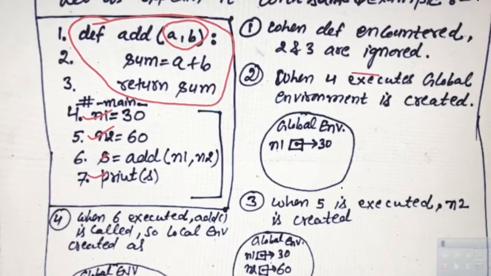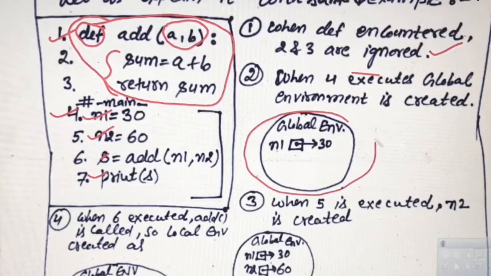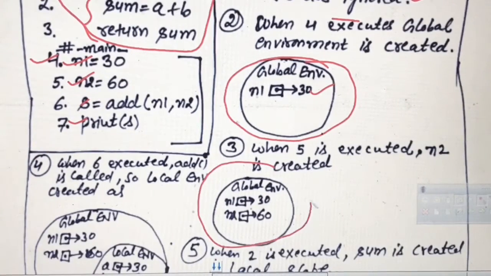Now the execution will take place. When the first statement is encountered, statements 2 and 3 will be ignored, because the Python interpreter comes to know that this is a def command. After seeing def, it will skip the whole function body, so it will skip statements number 2 and 3. It will come to statement number 4. When 4 is executed, the global environment will be created like this, and in the global environment a variable n1 will be created, and it will reference the integer object 30. After that, when 5 is executed, similarly n2 will be created, and the global environment will look like this.